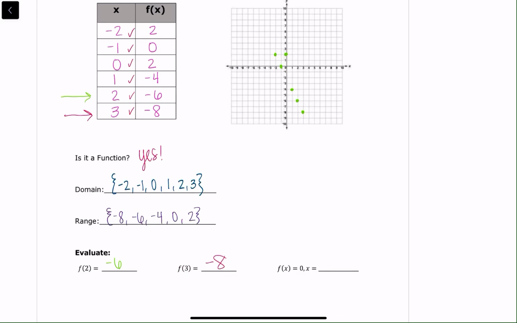And last but not least, f of x equals 0. In this case, 0 is a y value because it says f of x equals. So I will look for my y value of 0 and then find my x value, which is negative 1.